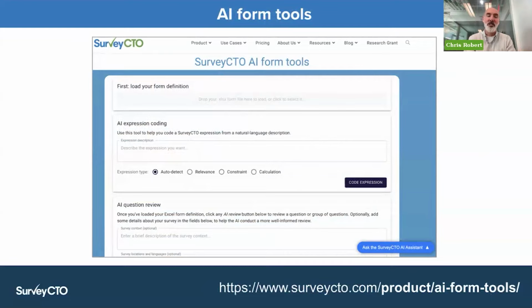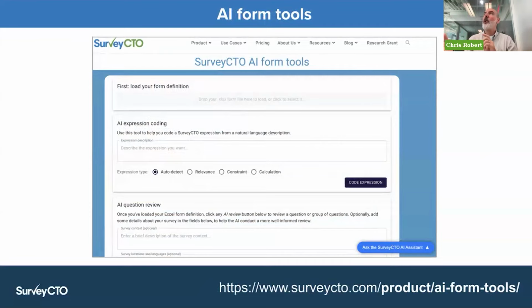But once you upload your survey and then you say, I want this question to be relevant when you've had a pap smear in the past year, it knows your survey, it knows how it's coded, it has all the choice options, everything. And then it also has all of the documentation on expressions available so that it can code an expression that's proper, both based on SurveyCTO syntax, but also your specific form definition.